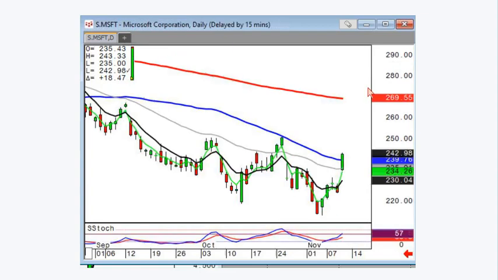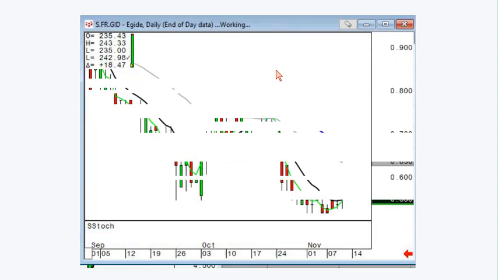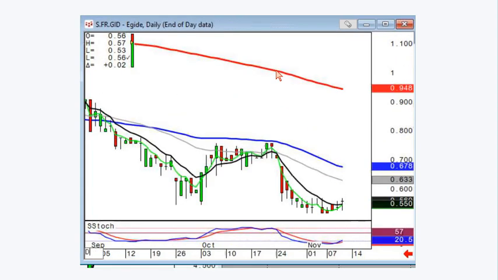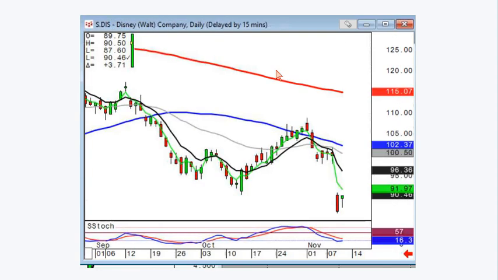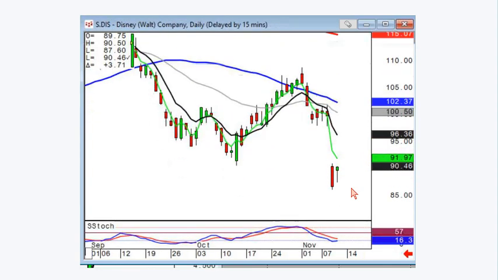Microsoft, not a real exciting one to trade because it's such a big institutional trader. But if you like it, you can be buying it. I'd be more buying it based on an option strategy. Disney. Uh-oh. Disney. If you were short, if it opens positive tomorrow, cover your short position. They're probably going to be bouncing it back up to the T line.